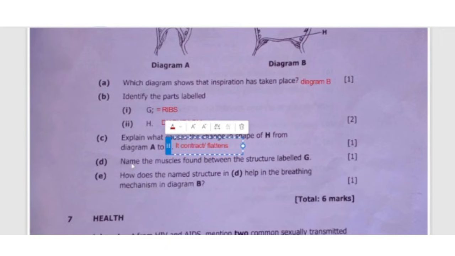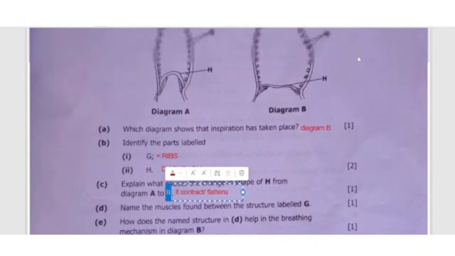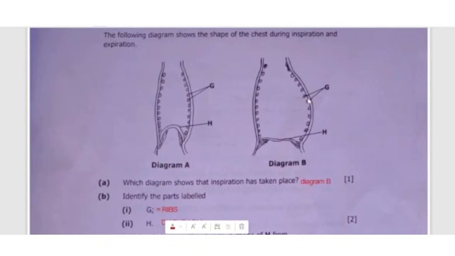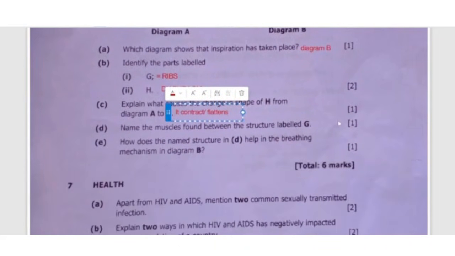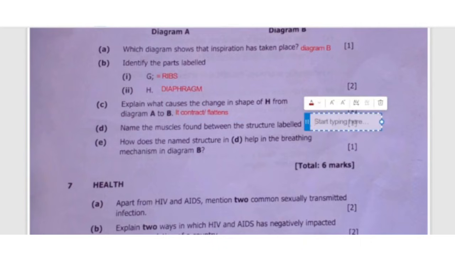Okay, we go to question number D. Name the muscles found between the structure labeled G. So we are talking about these. What do we call these which are found here? The name of these is intercostal muscles. Okay, they are intercostal muscles.